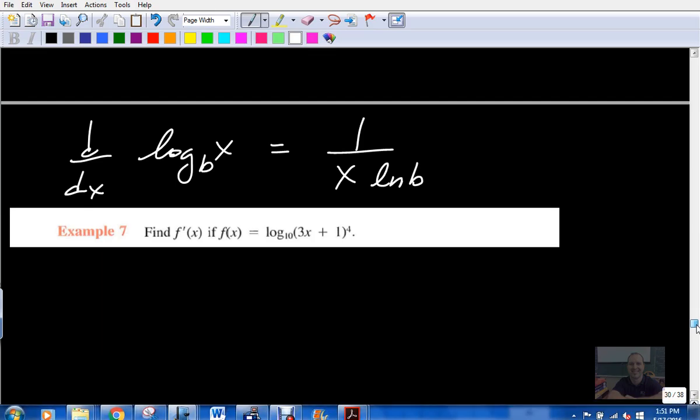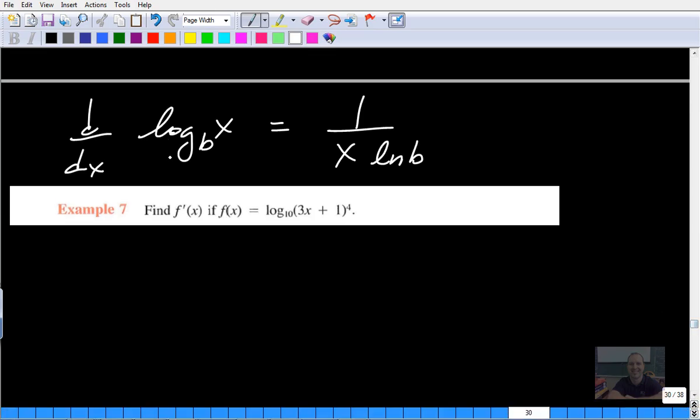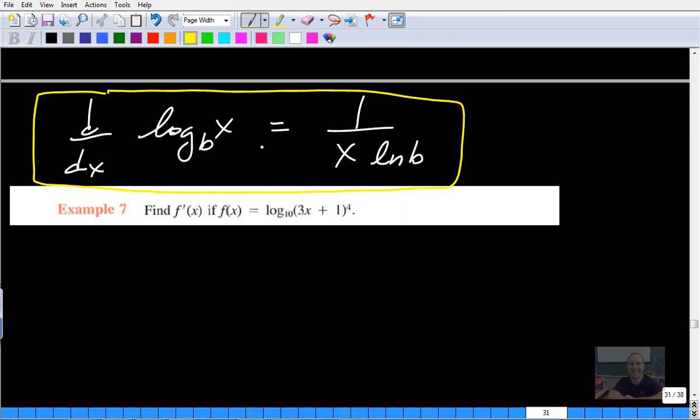Okay. Let's take a look here now at the derivative of a logarithm. So we've taken a look at the derivative of the natural logarithm, and now let's take a look at the derivative of a regular logarithm with a regular base b. The derivative of that is 1 over x, that's the value in the logarithm there, times the natural logarithm of b.